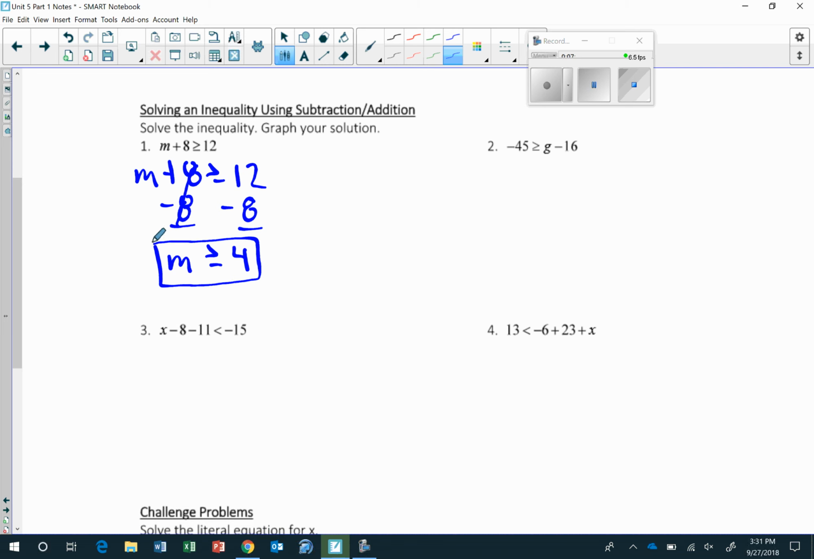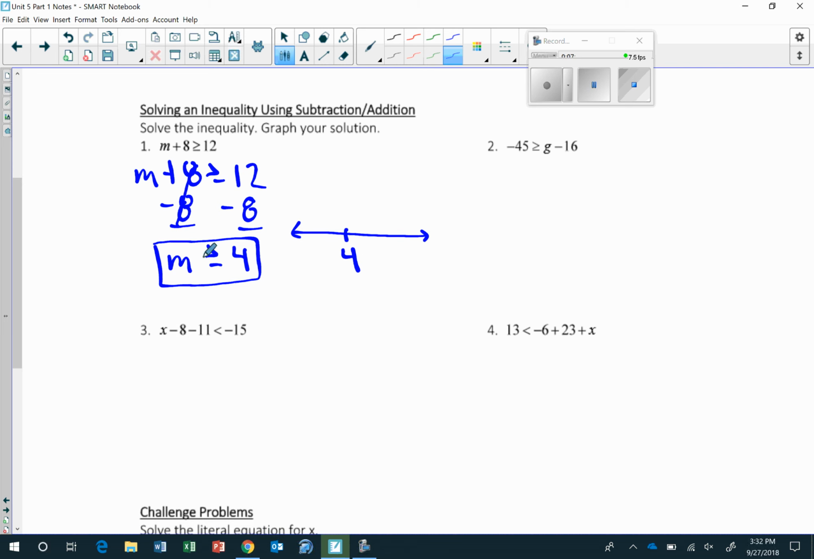Again, from left to right, that reads m is greater than or equal to 4. What that means is that any number 4 or bigger than 4 would be a solution to this inequality. Now, the directions also say to graph your solution. So I need to go ahead and draw a number line. I need to put 4 on that number line.